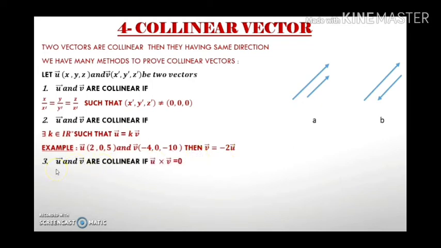Third method: u and v are collinear if the cross product of u and v is equal to 0. Remark: if AB and AC are collinear, then A, B and C are collinear points since they have a common point A.